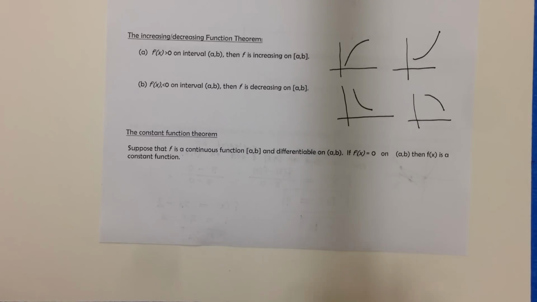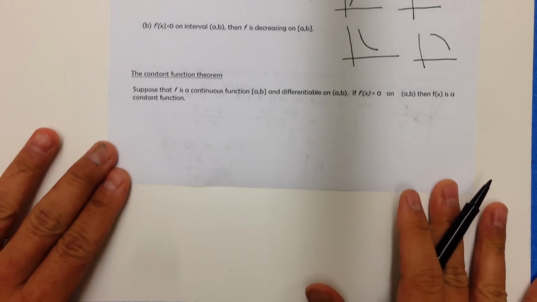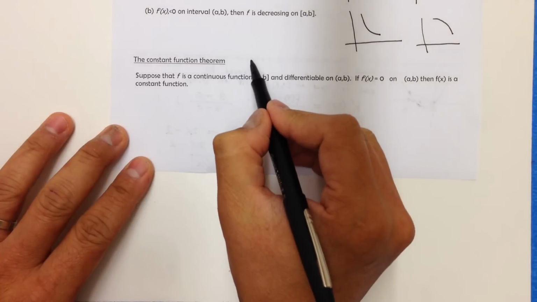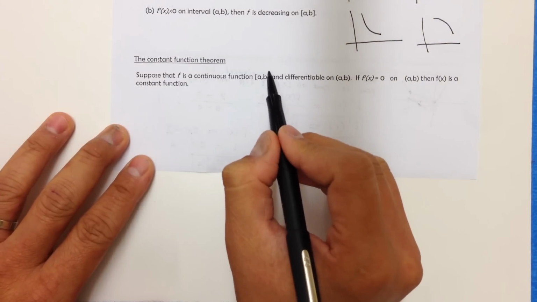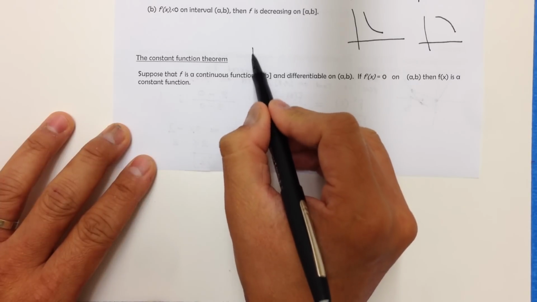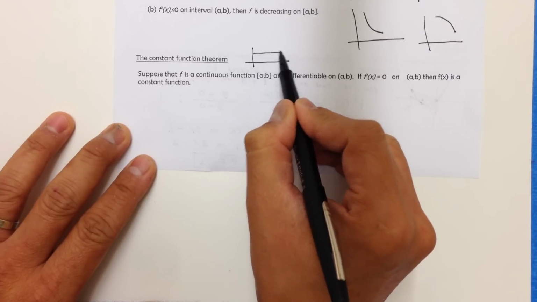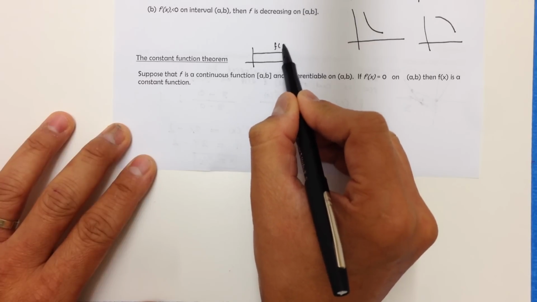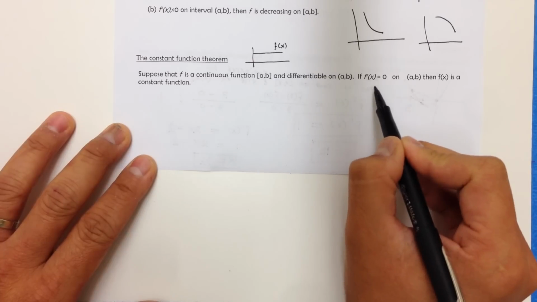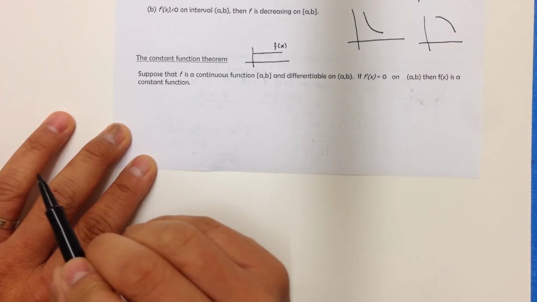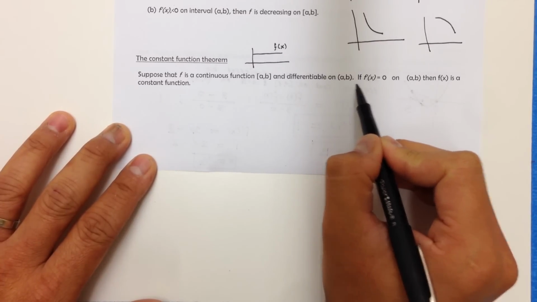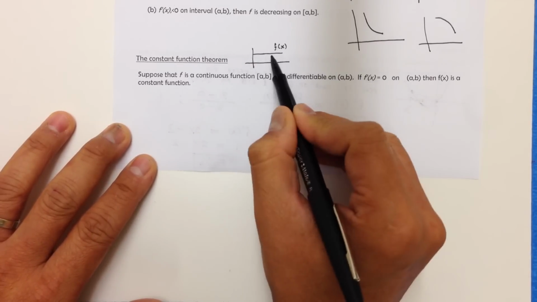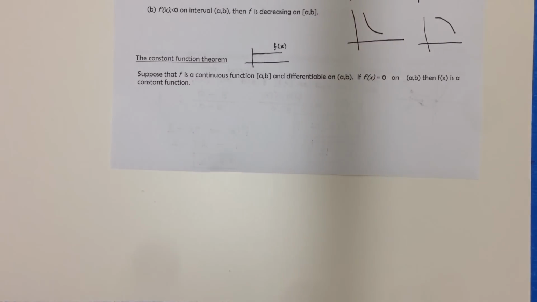Now the constant function theorem, I'm just going to read it over for you because it's pretty simple. It says that if you have a constant function, then the derivative of that constant function is 0. Or in other words, if f is continuous and differentiable, and the derivative of f is 0 everywhere, then f has to be a constant function. That's pretty much what the constant function theorem is telling us.